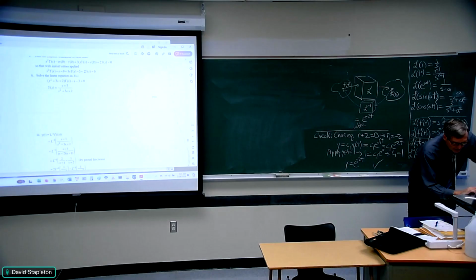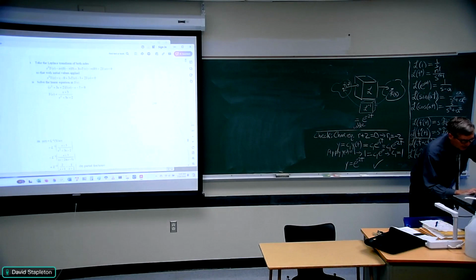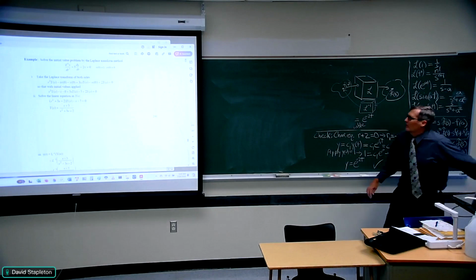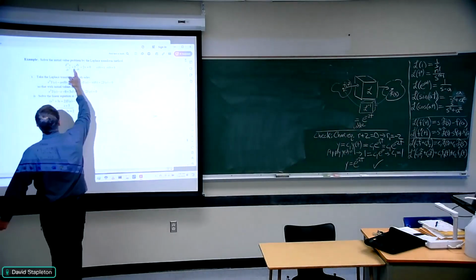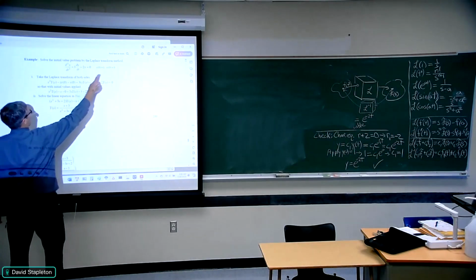We saw one last time where I had to use partial fractions to be able to figure out how to do the inverse transform. Remember this one? This is the example we had last time. I'll just put it back up again for a second. Suppose I solve a second order equation. It's already up here, so it won't take long, right? y double prime plus 3y prime plus 2y equals 0 with two initial conditions.